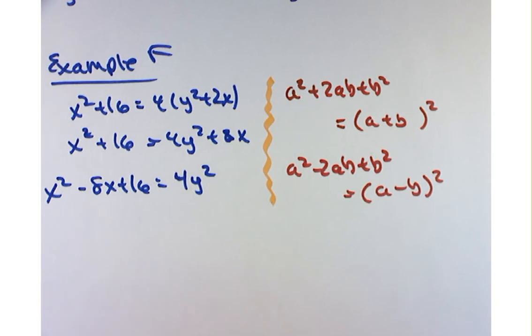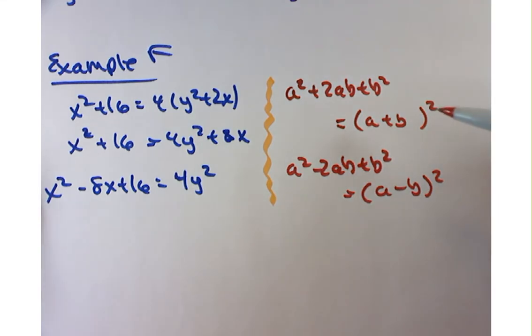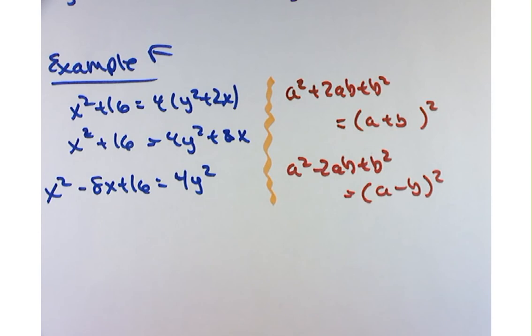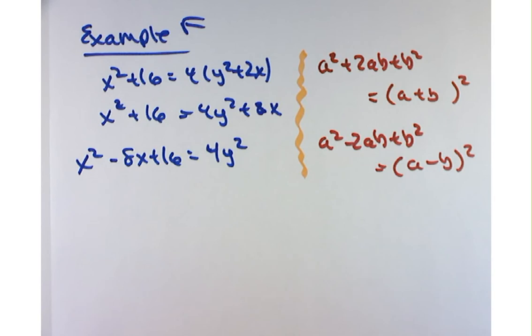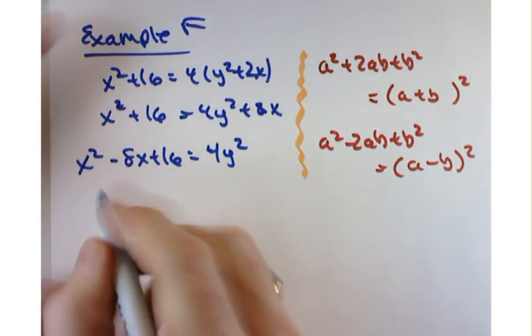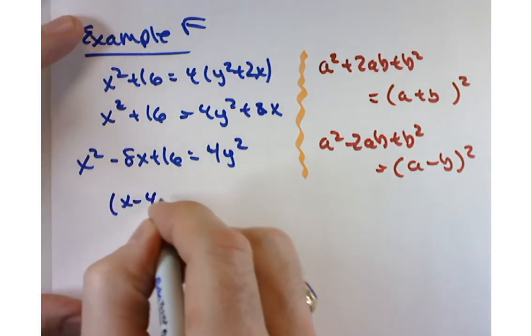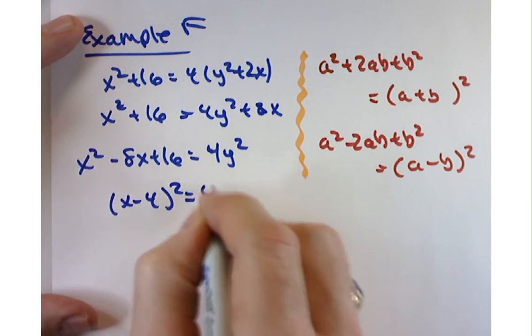And that's really a good thing to know about these. So then what? Well, does the left-hand side fit either of these forms? Patty? If it's the second one, it'll factor into x minus 4 squared. Perfect. This is x minus 4 squared equals y squared.